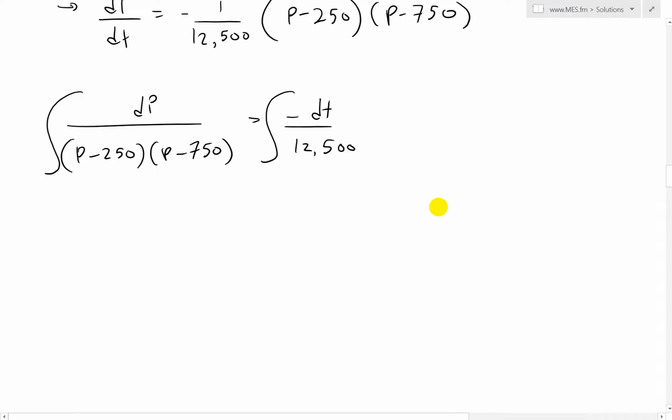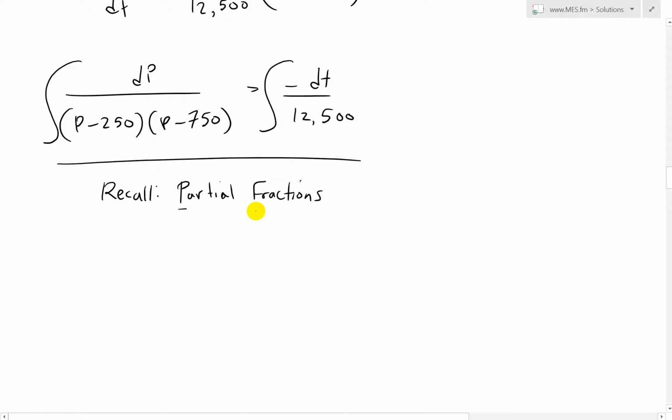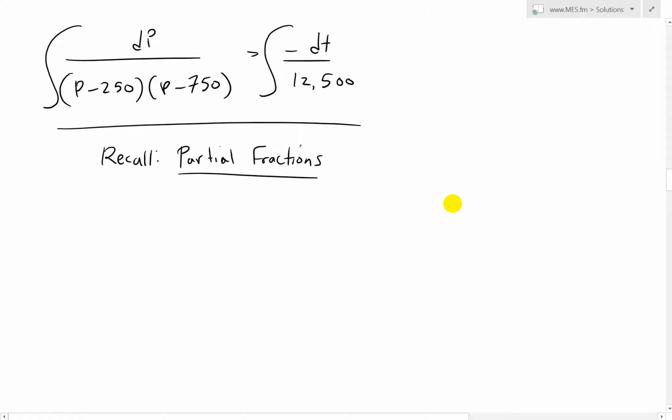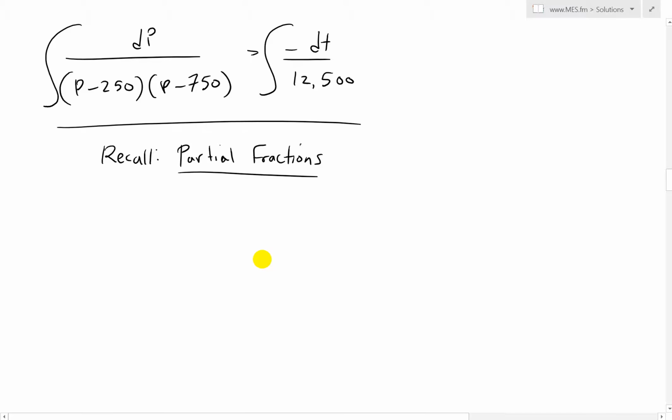But this one here, notice this, we can't solve this too easily like this, but we can separate this using partial fractions. So recall partial fractions. That's what this example asked. Partial fractions are used in a computer algebra system, but we'll just use partial fractions. So recall from my earlier video, I'll put a link in the description below. These factors, we can write as 1 over p minus 250, p minus 750.